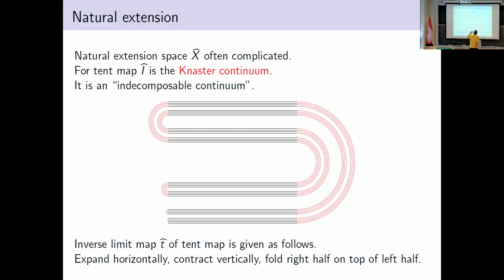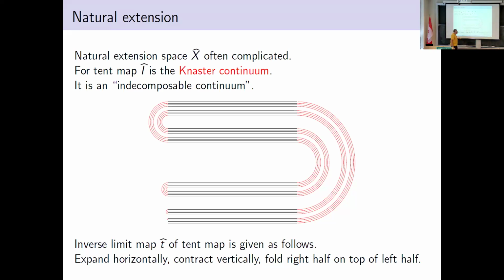Okay, so for the tent map, the natural extension looks like this. It's a cluster continuum. So you have a unit interval, and you take the unit interval product with a Cantor set. Now we have the red things, which are actually not part of the dynamical system, but they tell you how the endpoints of these intervals are identified. And that is what is called the cluster continuum.